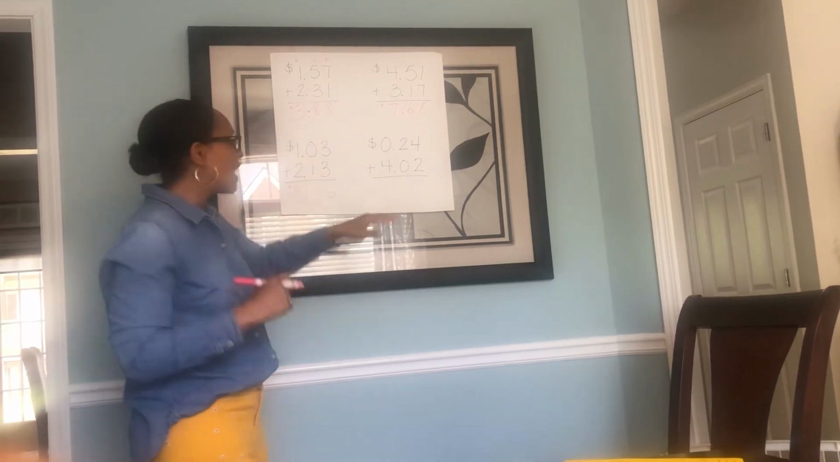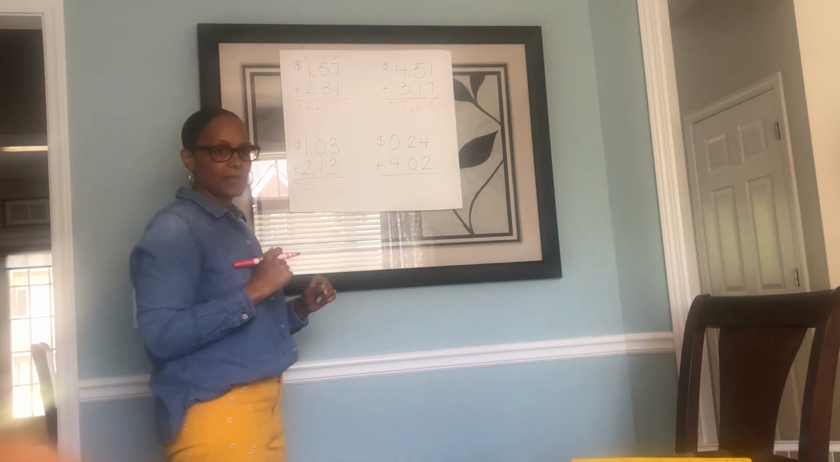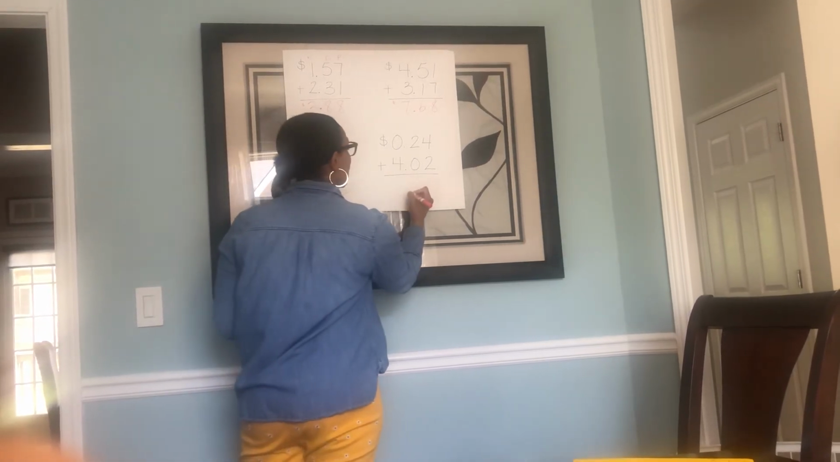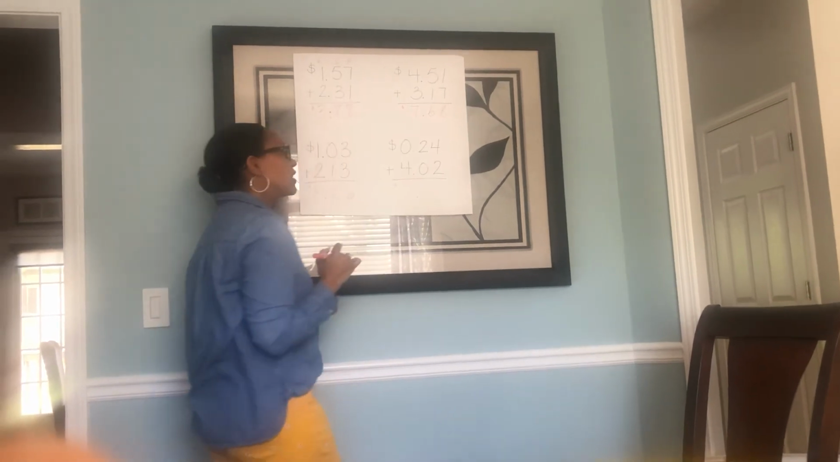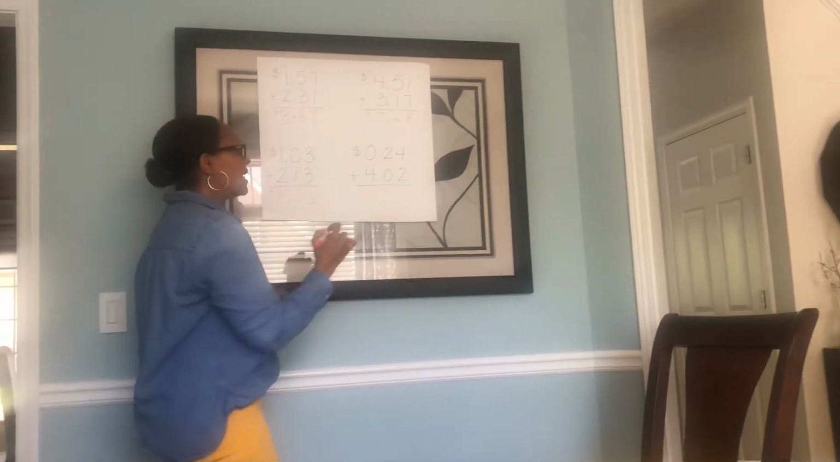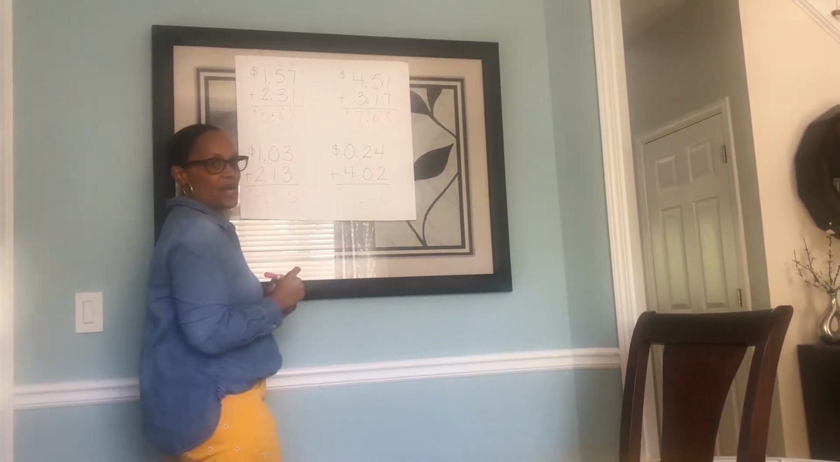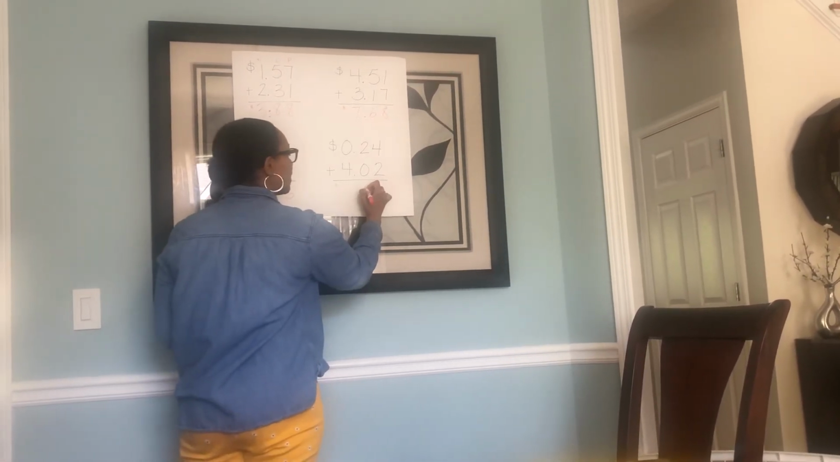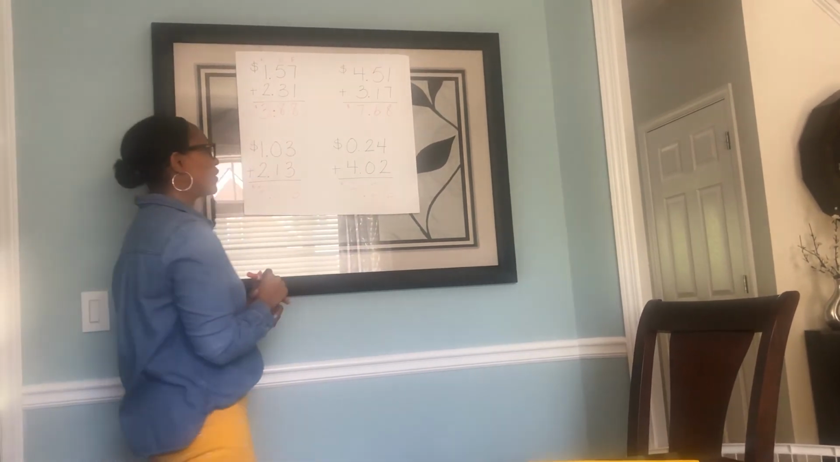And our last problem, and I know we keep saying it, but I want you all to get it in your brain. What are the first two things we're going to bring down, Aubrey? Your decimal and your dollar sign. Very good. So we're going to bring down our decimal point and our dollar sign. What is 4 plus 2? 6. And what is 2 plus 0? 2. And what is 0 plus 4? 4.